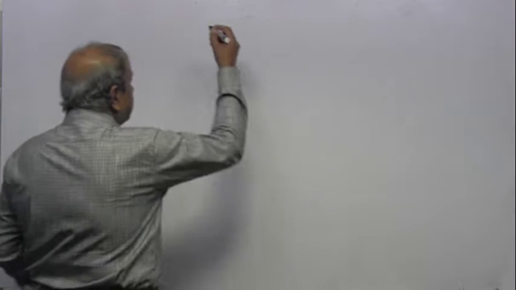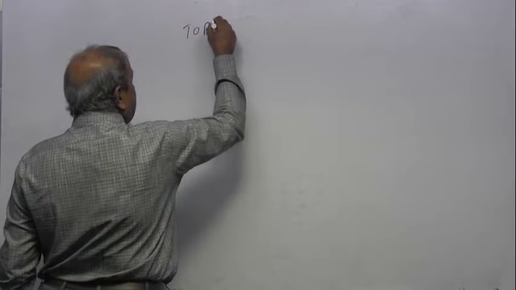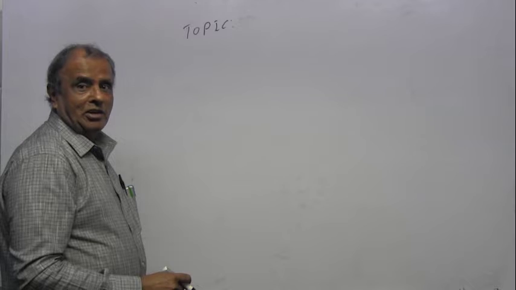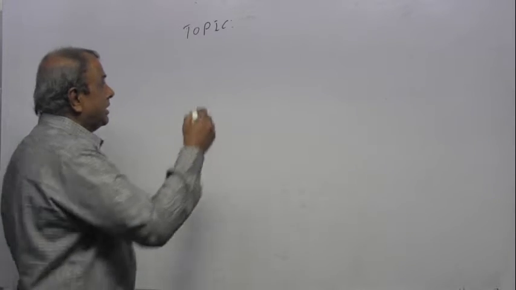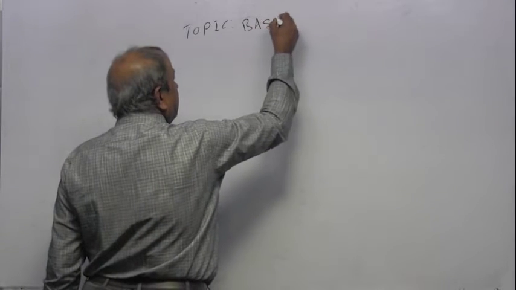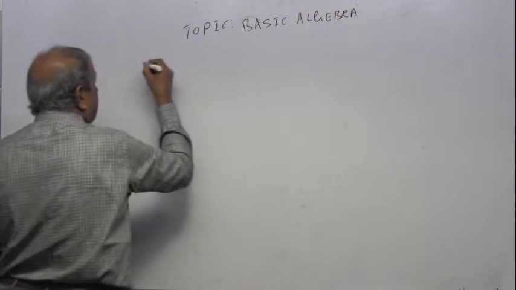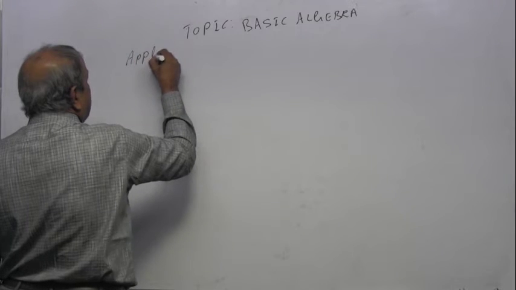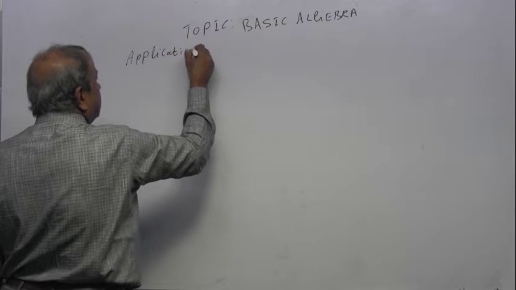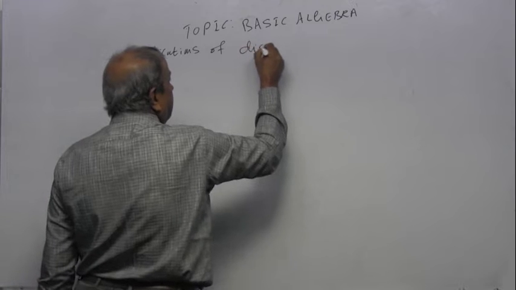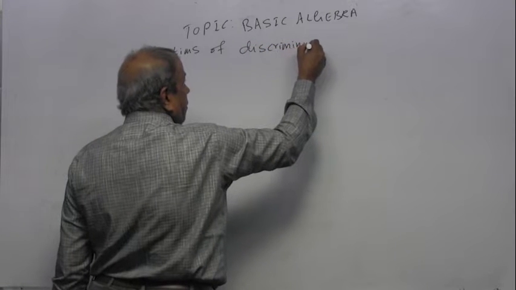Again, let's be careful, there is a discriminant of a cubic as well. So we're only talking of the discriminant of a quadratic, we're not going beyond. So to recollect, the topic is still basic algebra. I think it's going to go on for the next 6-7 more lessons. Today we're going to learn about applications of the discriminant of a quadratic.